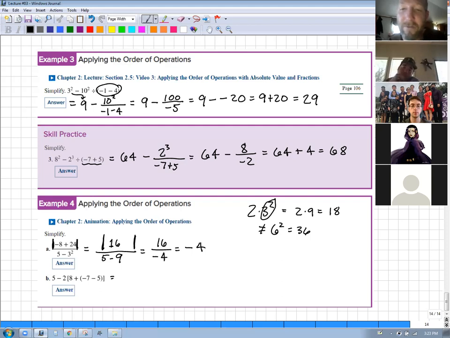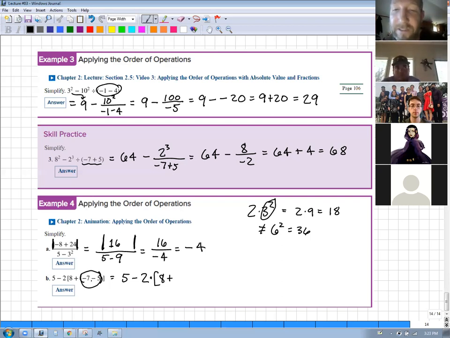So we have a 5 minus 2. And this 2 is being multiplied by all of this. All of this right here is one big number. It's just a number. And we're multiplying it by 2. So this is 2 times. So we have to go to the farthest inside the parentheses. So we have to start in here and then work our way out. So I'm going to keep this bracket, keep the 8. And we're going to work our way from the inside out.